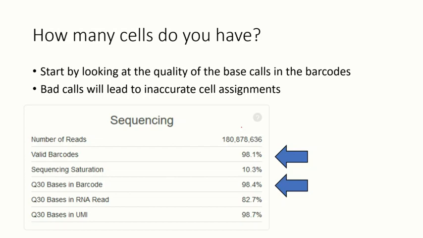So this indicates the quality of the barcode sequence. So you want this number to be higher. That indicates the sequencing quality. So if your Illumina run didn't succeed, then at the very beginning of the reads, maybe the quality is too low, it gave you errors when you do the assignment.